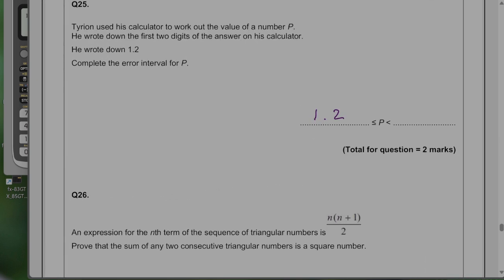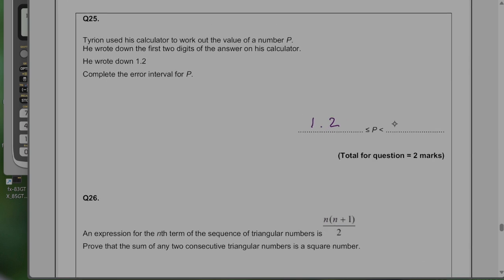Because we're using the inequality symbol, now, admittedly, 1.3 wouldn't have been on his calculator, but for example, 1.299999999 could. And because we've got the inequality symbol that says less than, that's going to be my error interval.